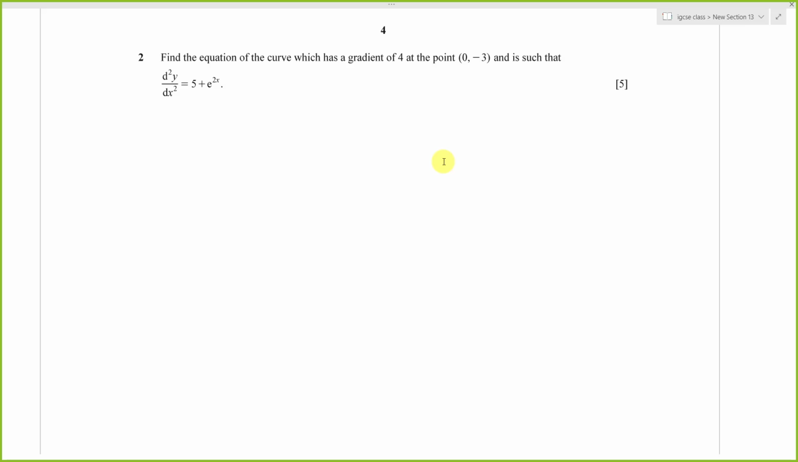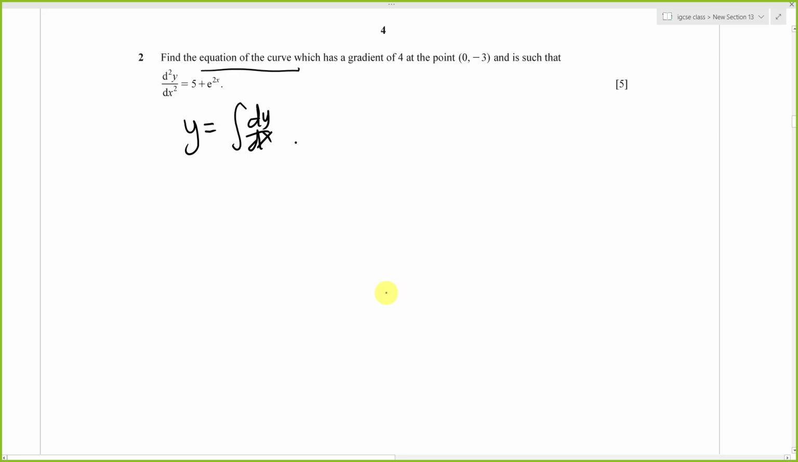Yeah, let's continue. Okay, find the equation of the curve which has the gradient of 4 at this point, and such that the second derivative equals 5 plus e to the power of 2x. So for equation of curve, in IGCSE you only have one method to find the equation of the curve, which is y equals integrate dy dx. Okay, and you realize you don't have dy dx in the equation.